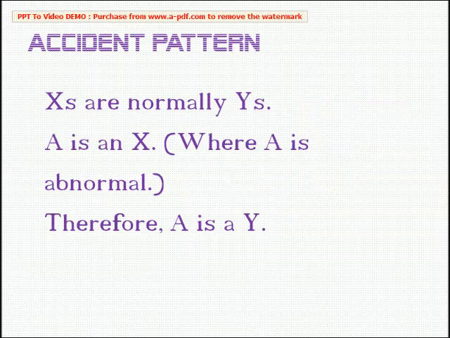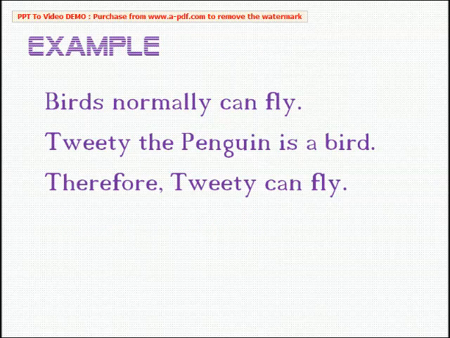Accident pattern: X's are normally Y's. A is an X, where A is abnormal. Therefore, A is a Y. For example, birds normally can fly. Tweety the penguin is a bird. Therefore, Tweety can fly.